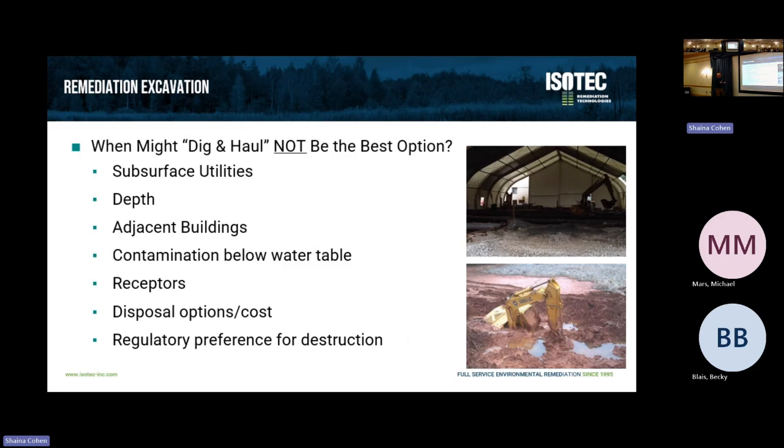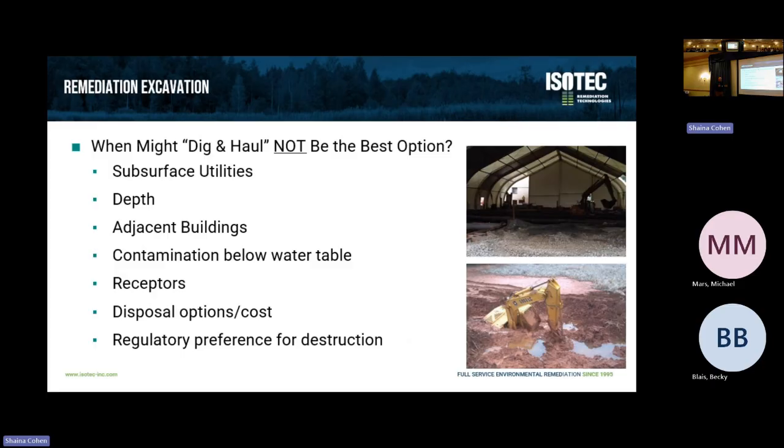Same if there's buildings. Contamination below the water table will require a whole dewatering plan and implementation. Water treatment, if we're talking about a hazardous waste site, that groundwater is contaminated, that's why it's being excavated. Depending on what your contaminant is, the concentrations, what are your disposal options, offsite disposal can get costly.